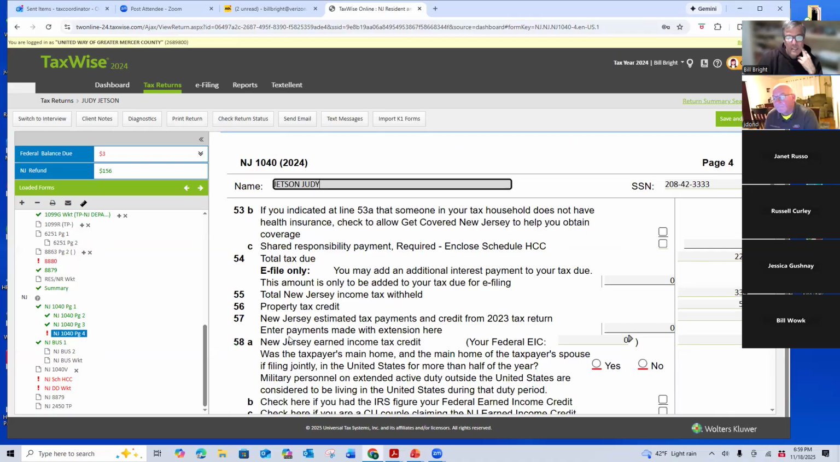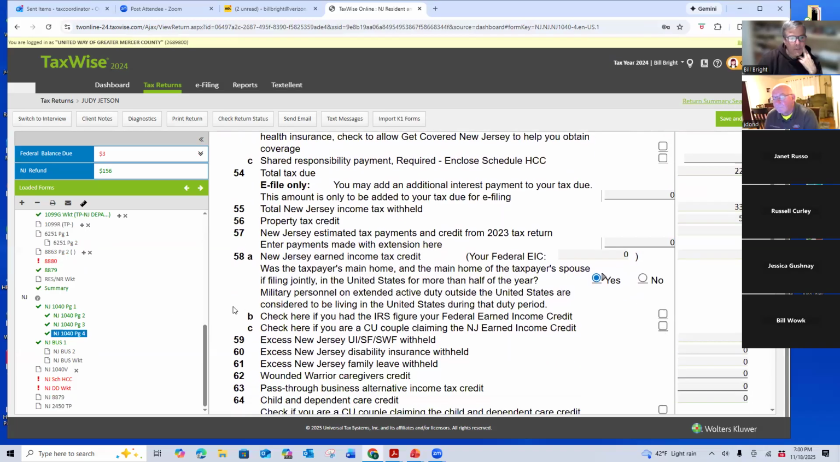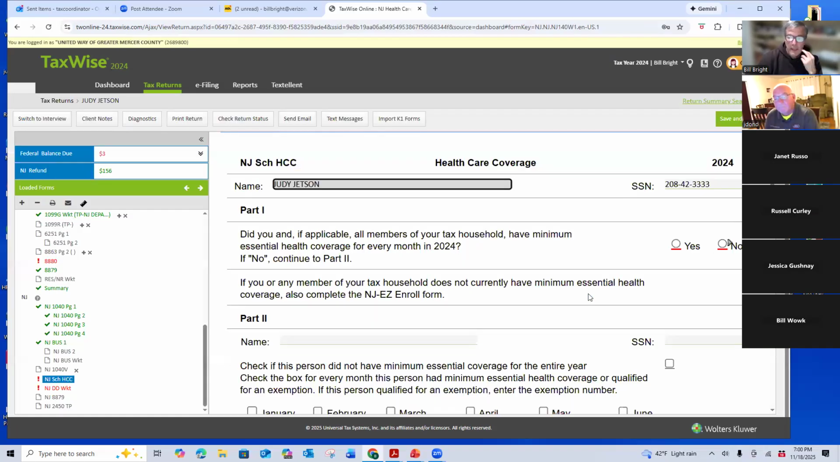K, she was her main income in the US, yes. And did she have health care? Okay. If she did not have health care, there is still a penalty, unfortunately, in the state of New Jersey, which you really can't get around. We'll discuss that at another time too when we talk about New Jersey in more detail. But for the time being, I'm going to say that she did.